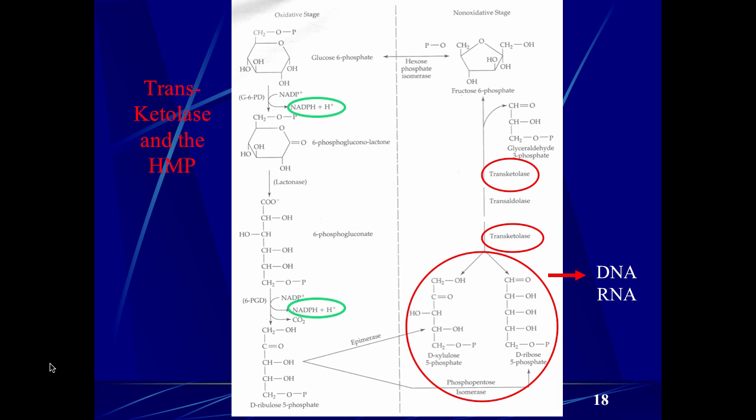Now, here's one of the important parts of this. Look what you end up with. You end up with a ribulose 5-phosphate. In other words, a ribose phosphate. Okay, that's converted to another form. So now these right here are also ribose phosphates. These can be used to make DNA and RNA.